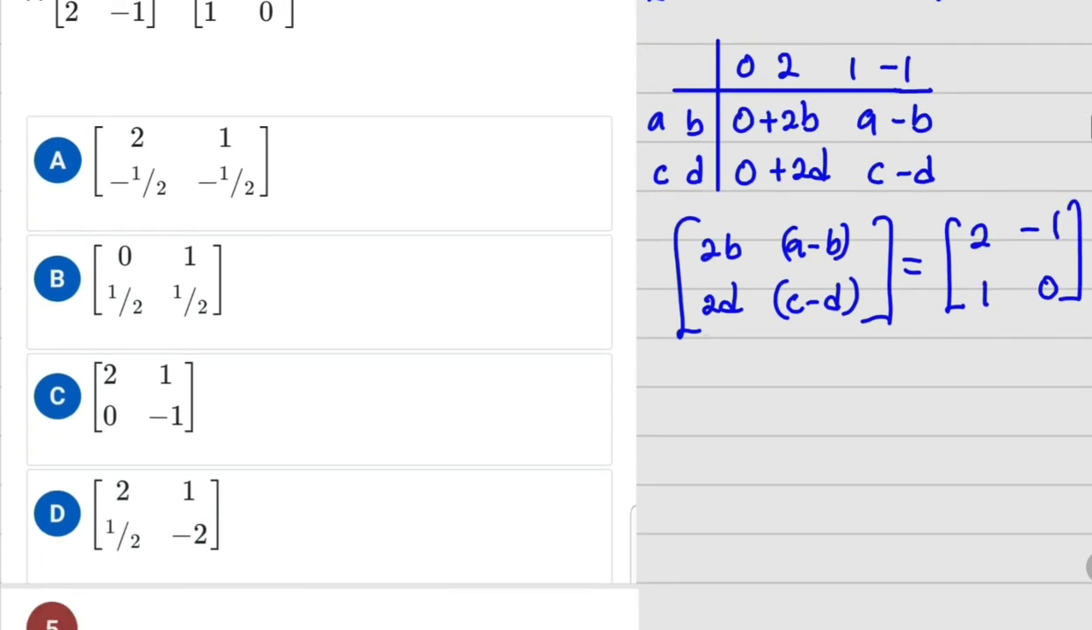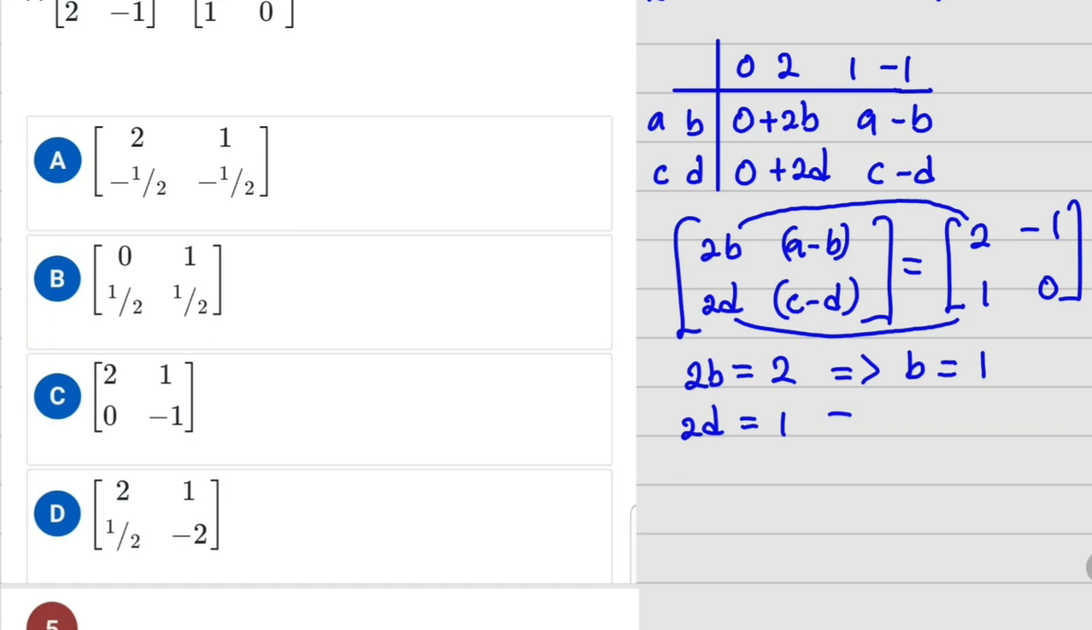So in this case, we are going to compare the terms. It therefore means that 2B will be equal to 2. Can you see? I'm comparing these two terms now. So this implies that B is equal to 1. Then 2D is equal to 1. Can you see it now? So this implies that D is equal to what? Half.